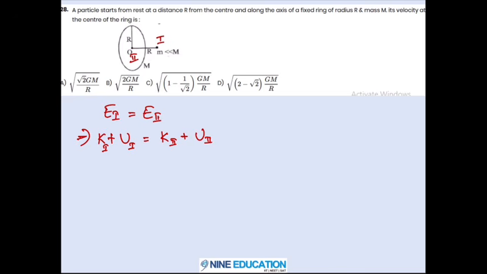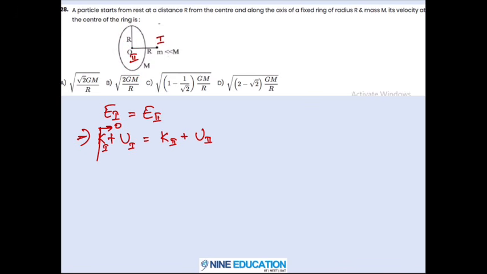So what is kinetic energy at 1? It is given that the particle starts from rest, so initial kinetic energy is 0. And what is the potential energy? When the particle is at this position, every other particle on this ring is at a distance of r root 2. Correct or not? You can make a right angle triangle here, r root 2.